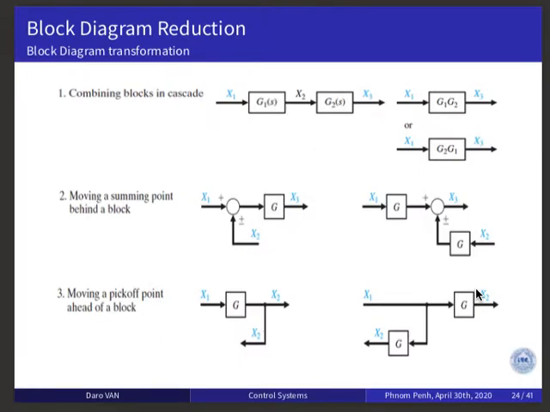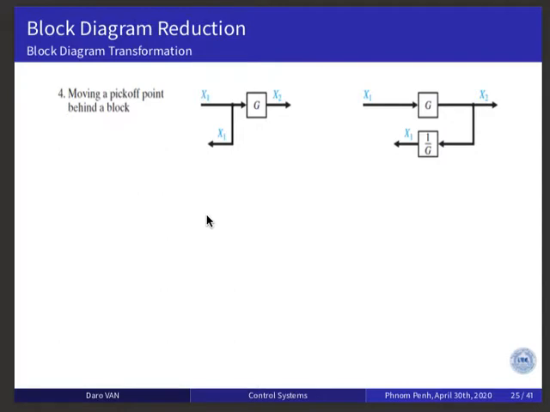Another one is moving a pickup point ahead of a block. This point can also be called branching. If you want to move this in this direction, in this case you need to add this block. Why? x2 is equal to g times x1. So this is x2, this is x2. So x2 here is g times x1, and x2 here equals g here times x1 as well.